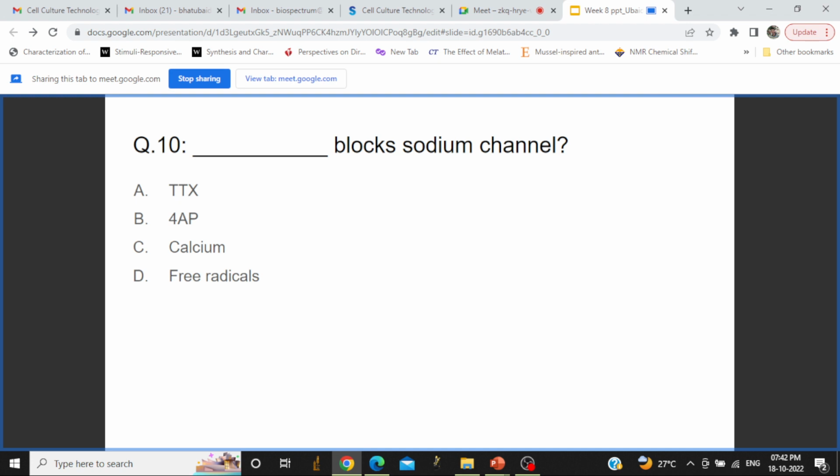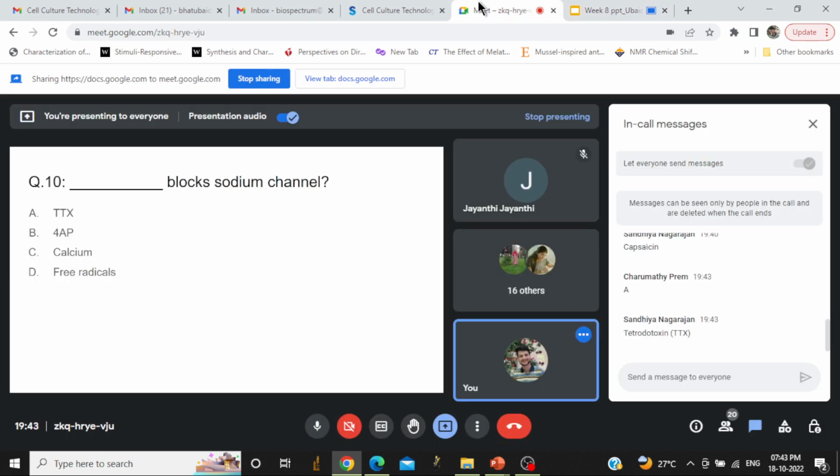So another question, or last question, is: dash blocks sodium channels. TTX, 4AP, calcium, free radicals. So which one of them is the sodium channel blocker? Yes, tetrodotoxin, TTX.